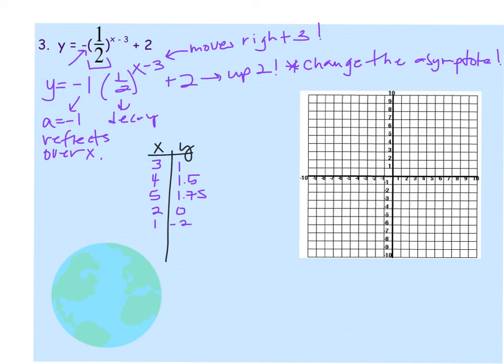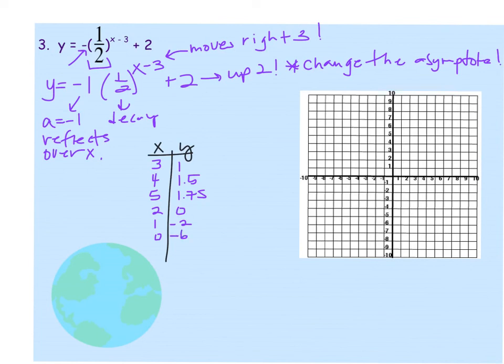All right, let's try 0. We'll see what happens, and I think that'll be enough for us to plot on our graph. If we plug in 0, 0 minus 3 is negative 3. 1/2 to the negative 3 power would be the same as 2 over 1 to the positive 3 power, which is 8. Negative 1 times 8 is negative 8, plus 2 is negative 6.